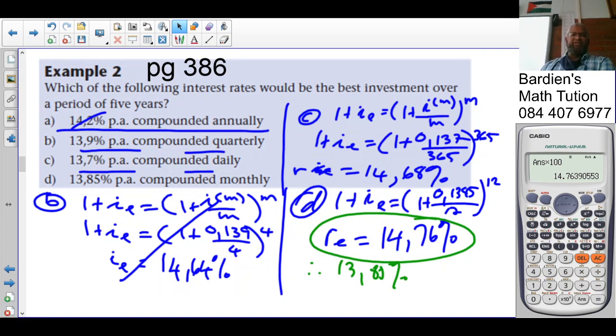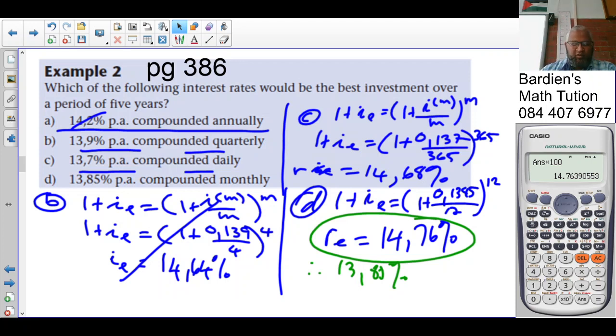People, example 3 we'll look at tomorrow. Don't worry. So we're going to work in one direction only. In the examples that we did today, we were only calculating the effective interest rate.